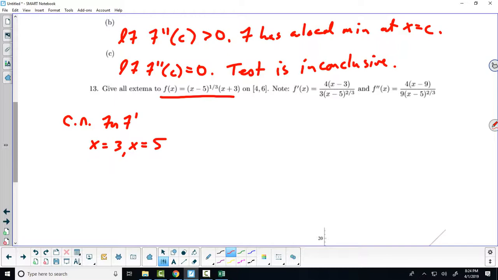Okay? What about the critical numbers for f double prime? That happens at x equals 5 and at x equals 9. Now, what are we going to do with the critical number at x equals 9?